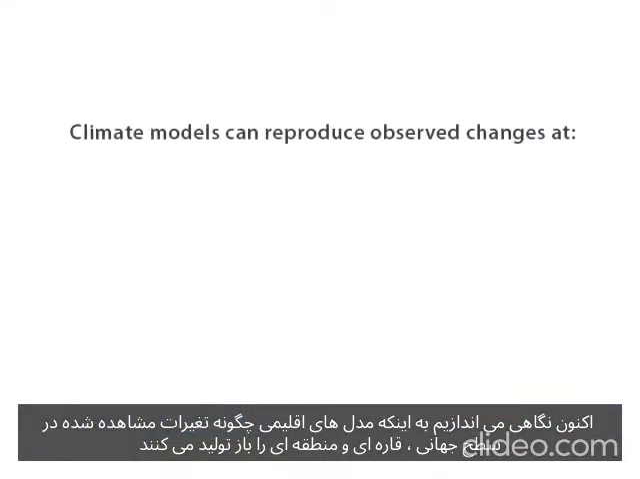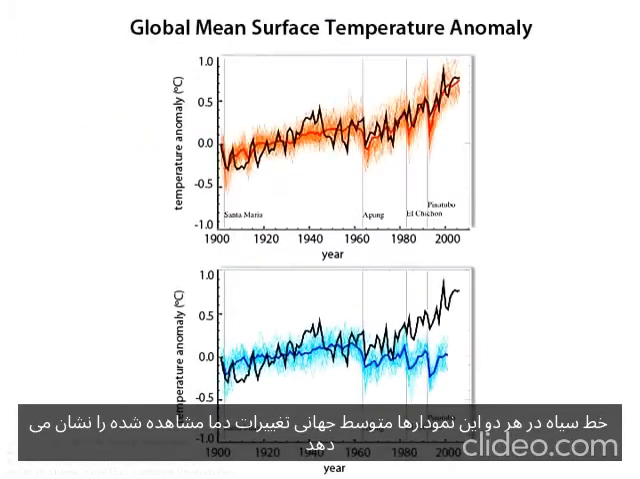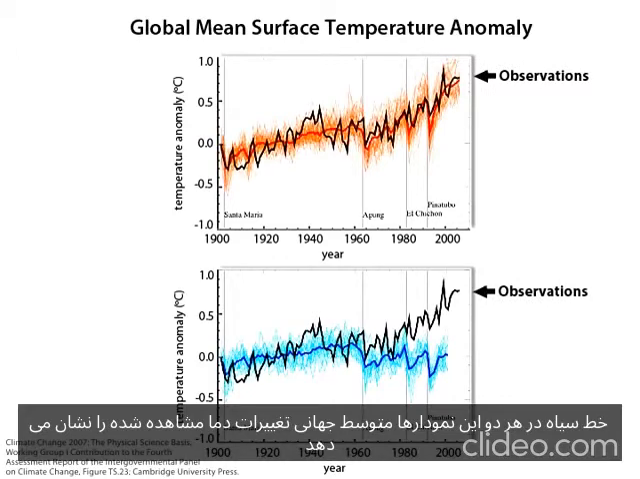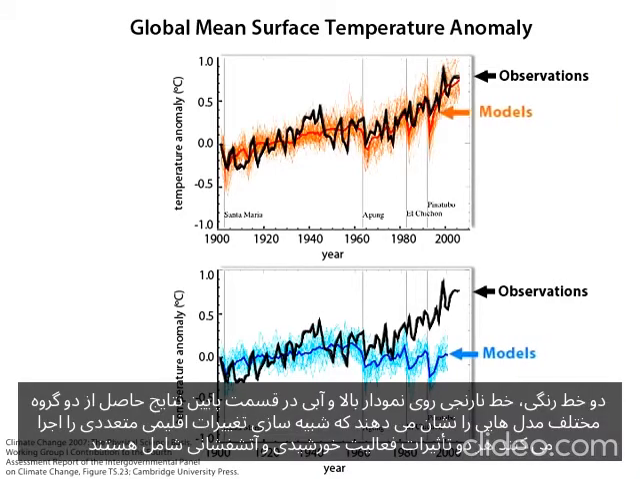Now a look at how climate models can reproduce observed changes at the global, continental, and regional levels. The black line on both of these charts indicates observed global mean surface temperature variations. We can see that observed temperatures have risen approximately 3/4 of a degree since the beginning of the 20th century. The two colored lines, orange on the upper chart and blue on the bottom, show the results from two different groups of models running multiple climate change simulations.